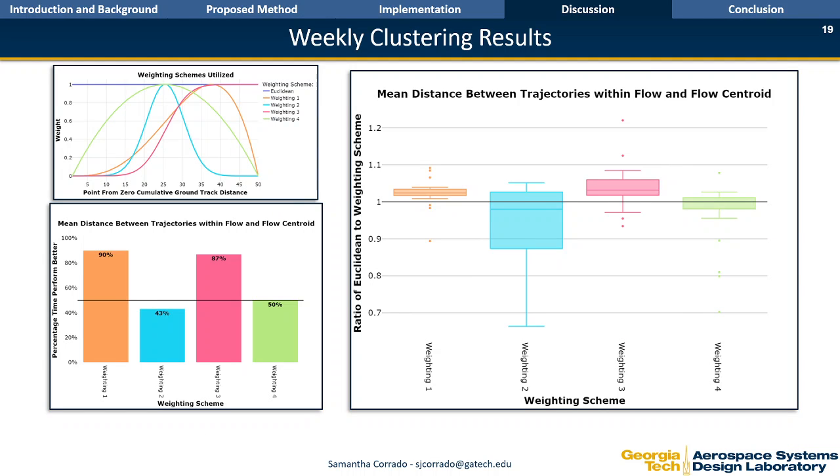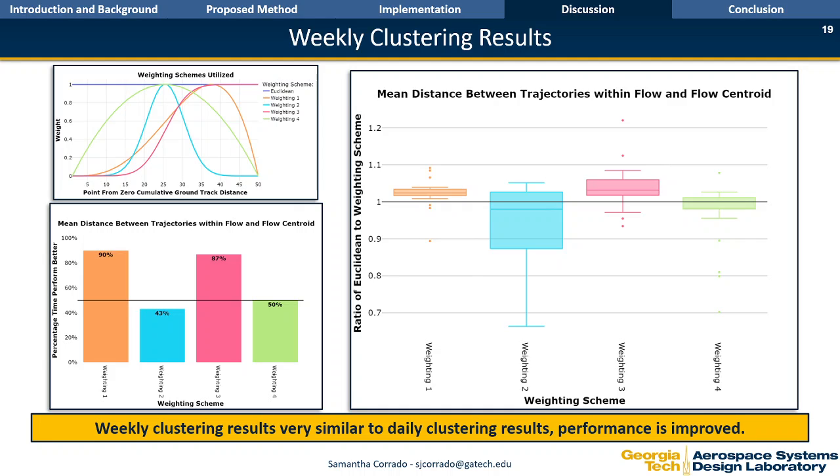Weekly clustering results are also presented for different weighting schemes. It's clear that the results are very similar to daily clustering results, such that the performance is generally improved with the selection of an appropriate weighting function. So it can be stated that the time scale of clustering is not biasing the results. Weighting 4 does perform a little bit less well than it did previously. However, it still is not performing worse, and it does stress the importance of selecting an appropriate weighting scheme.